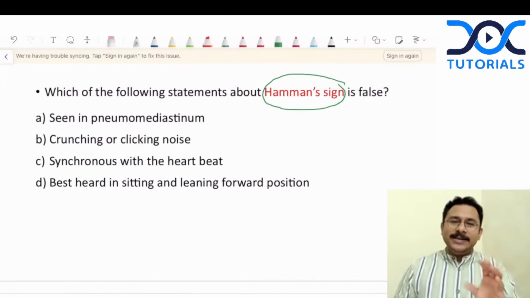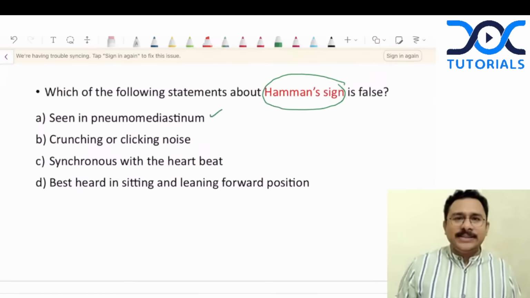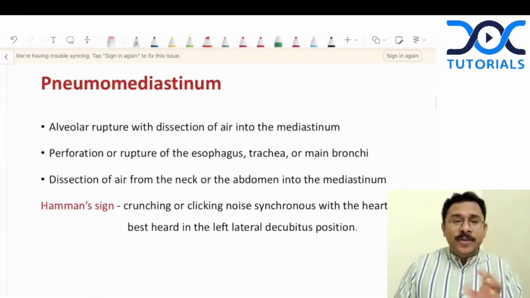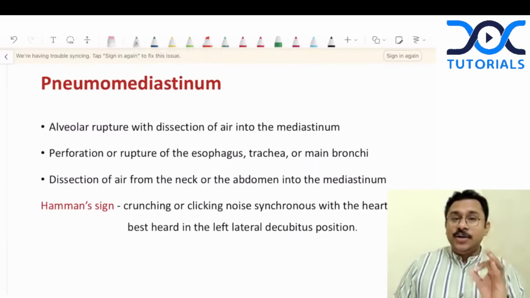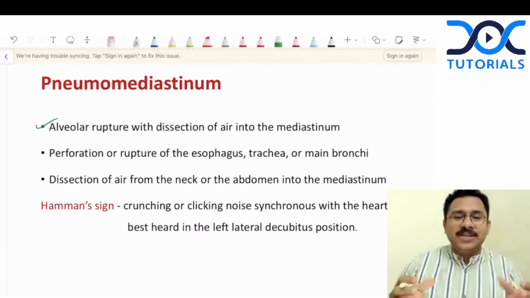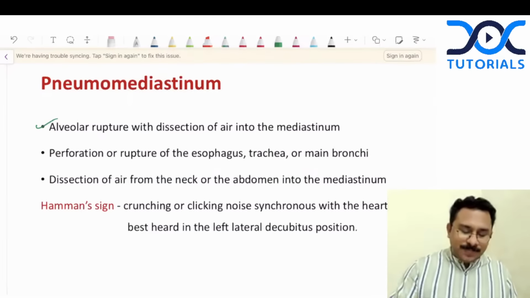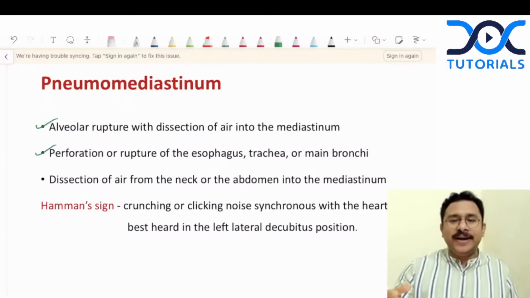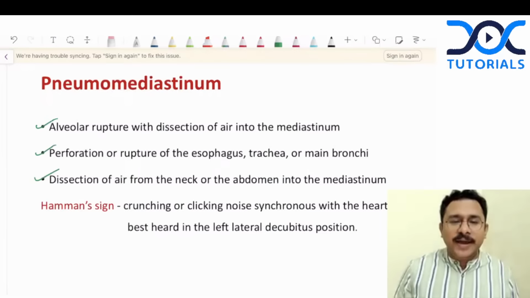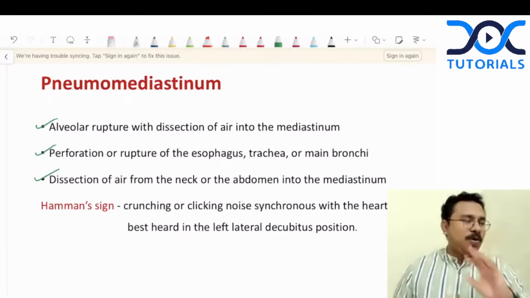So Hammond's sign is seen in pneumomediastinum. This is a true statement. It is seen in pneumomediastinum. And can somebody tell me how pneumomediastinum results? Pneumomediastinum results due to 3 conditions. Number 1, alveolar rupture with dissection of air into the mediastinum. That is one cause. Second cause, perforation or rupture of the esophagus, trachea, or the main bronchi. Cause number 3, dissection of air from the neck or abdomen into the mediastinum. These are the 3 important causes of pneumomediastinum.